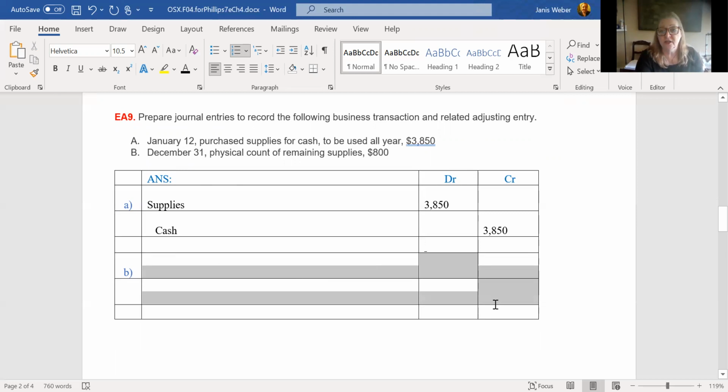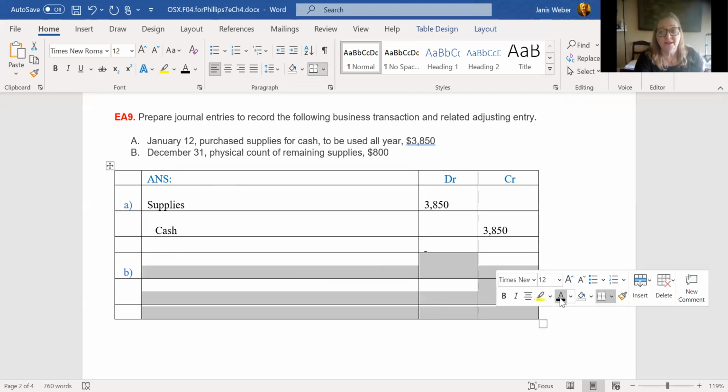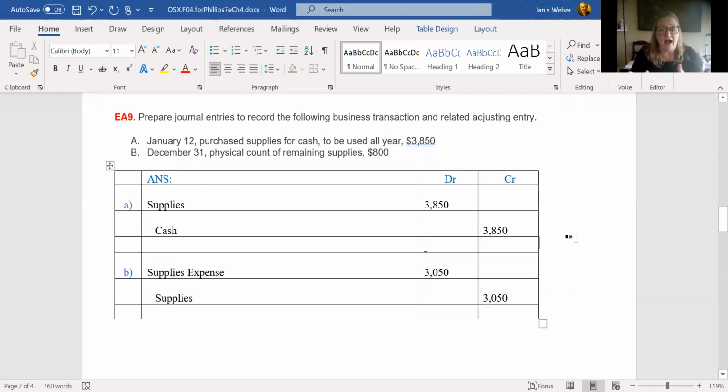You're going to use this little partner account, supplies expense, to toggle $3,050 out of supplies the asset into supplies the expense. Because if it's not still sitting in supplies the asset, it's not sitting in the supply closet, that means it got used up. So it should be reported as supplies expense.